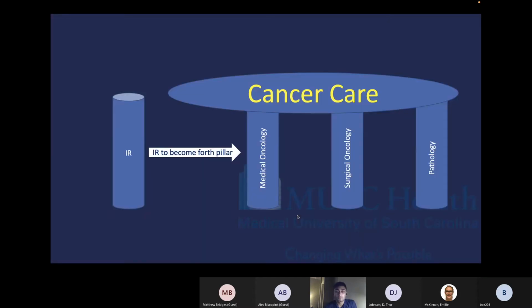And it turns out, there was cancer care going on at the time. You had your medical oncologist, your surgical oncologist, and your pathologist. And IR was like, hey, can I join? Can I be one of those pillars of cancer care? And the oncologist would say, oh well, it's a systemic disease, so your local regional therapy, that's garbage. And if you talk to the surgeons, if you can't cut it out, then you really can't cure it, and you're not cutting anything out, so you're garbage. And if you talk to the pathologist, it was tissue is the issue.